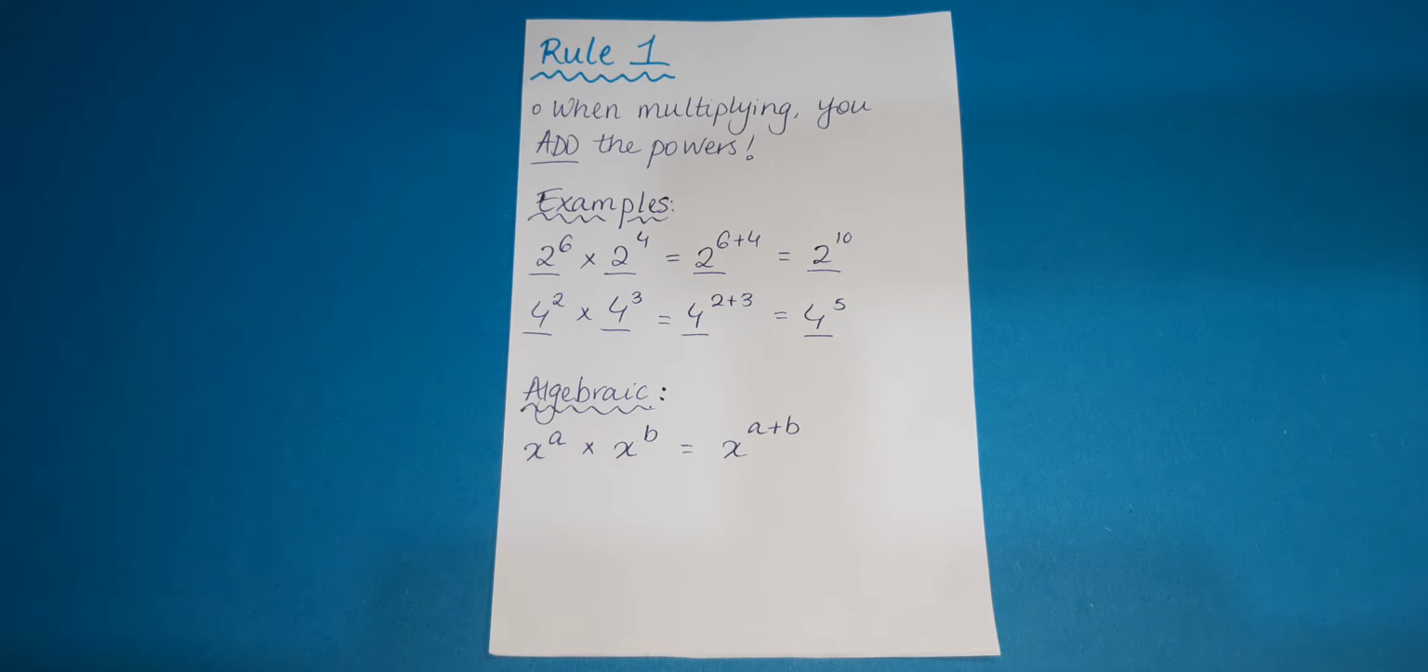In an algebraic form, we would write this equation as x to the power of a multiplied by x to the power of b, and we would get x to the power of a plus b.